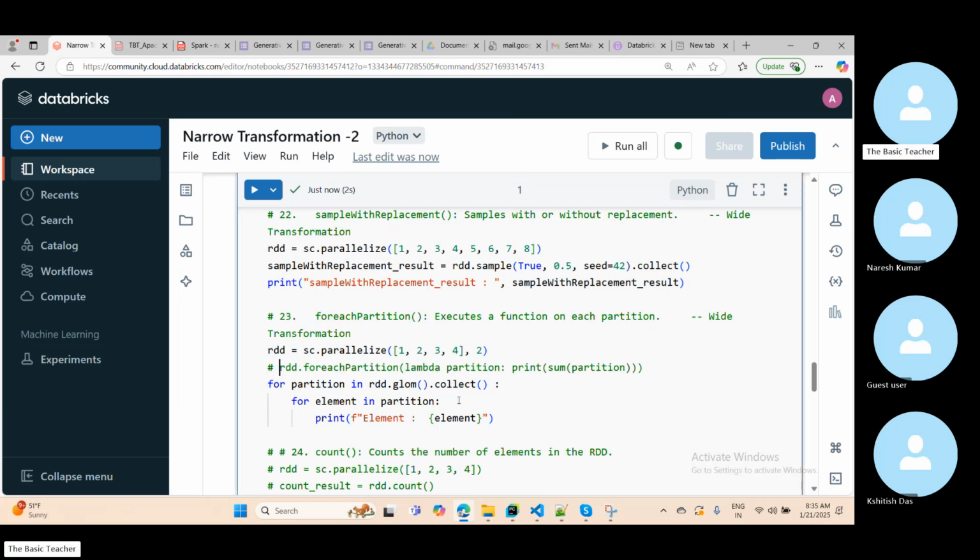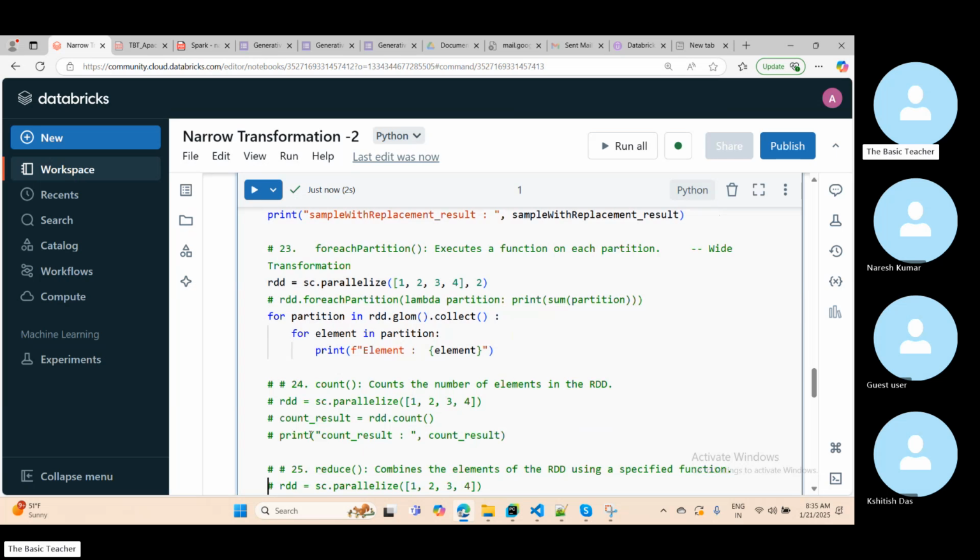So here you are applying something over each of the partition. That is for the foreach partition. And then you have count. Let me uncomment this as well. Count just to take the count for the data, nothing else. So count the number of the elements inside the RDD.